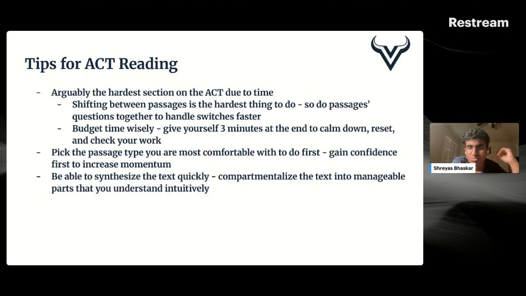Pick the passage type that you're most comfortable with first, gain confidence first to increase momentum, and then be able to synthesize the text quickly, compartmentalize the text into manageable parts that you can understand intuitively. This is really important.